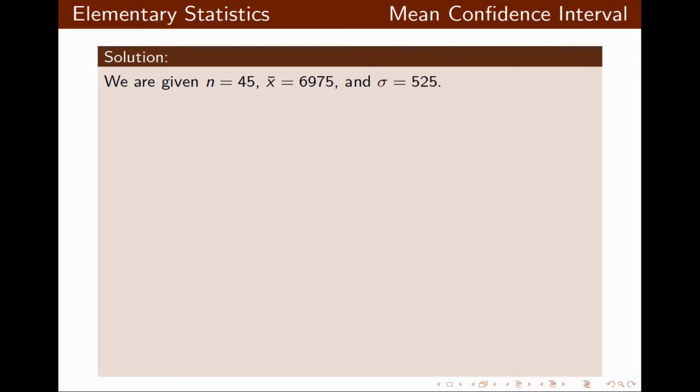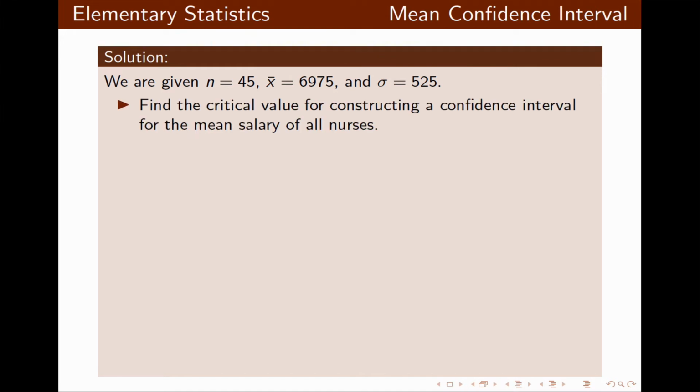So in this example, we're given the sample size n to be 45, the sample mean x bar to be 6,975, and a standard deviation for the salary of all nurses, sigma, is 525. For the critical value, we're not given the confidence level, therefore we use 95%. That's the default confidence level if it's not given in the problem.